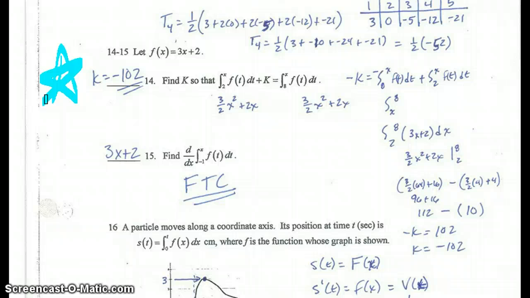Okay, for 15, if I'm finding the integral from -1 to x of f of t dt, I may not know what that is. But if I'm taking the derivative of that, remember that that's the derivative of capital F of x, which means it's just f of x. And given here, f of x is 3x plus 2, so that's our fundamental theorem of calculus.